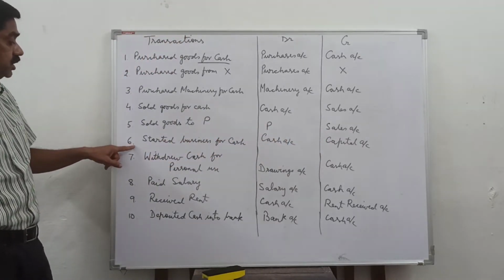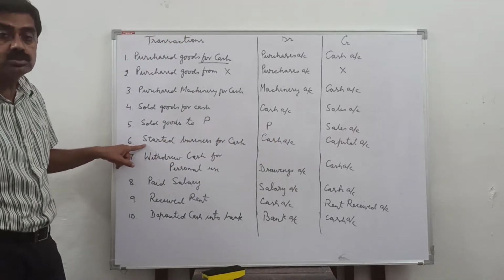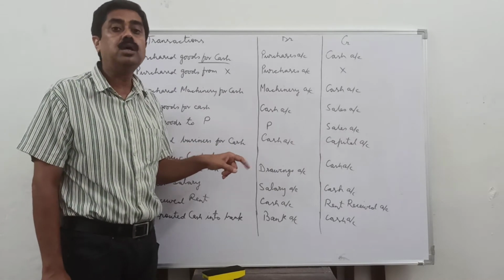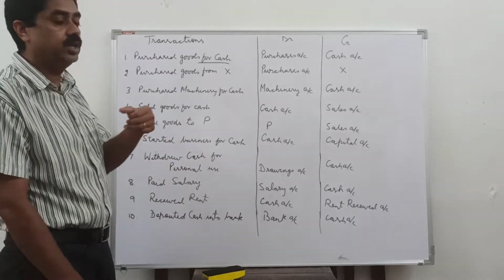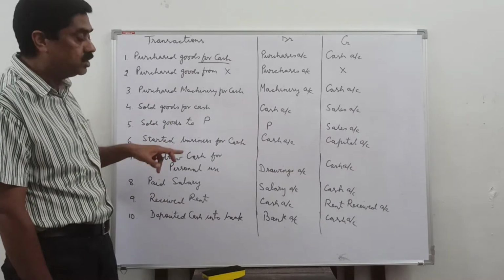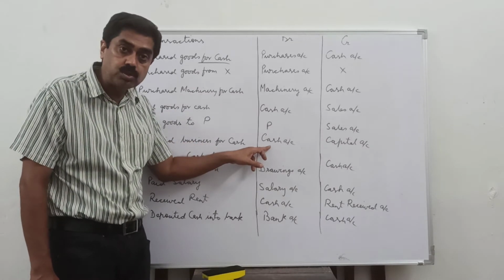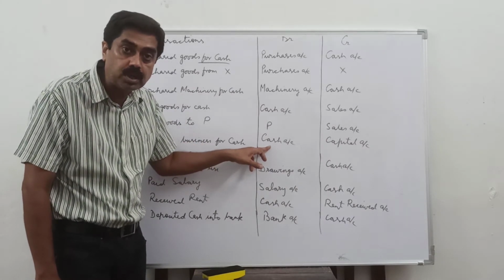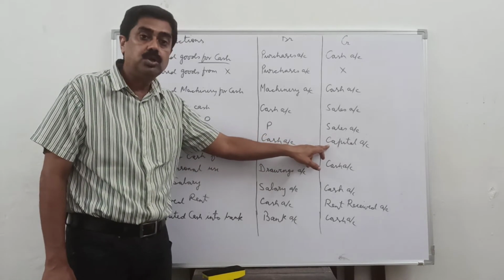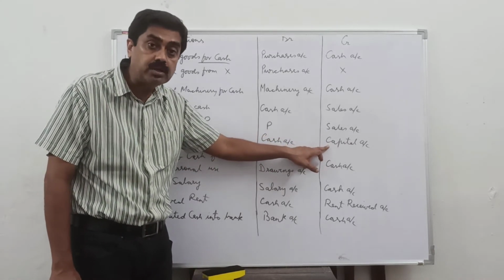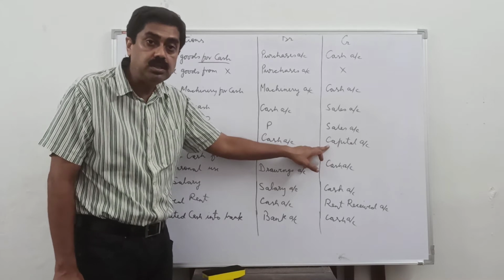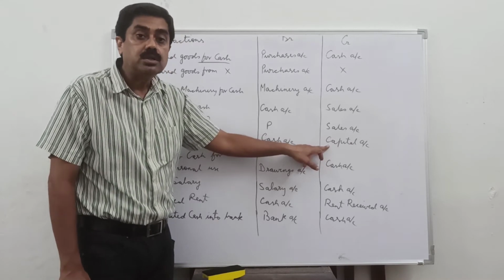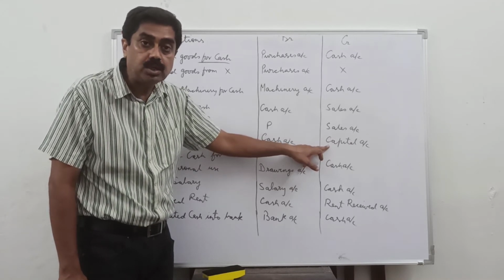Then we have number 6, started business for cash. Now suppose you are an owner of the business, proprietor, and you wish to start the business, you want to invest some money. From business point of view, cash will come into the business, the real account, debit what comes in. And from business point of view, proprietor is the giver, the person who is giving the money to start the business. Person account rule, credit the giver.